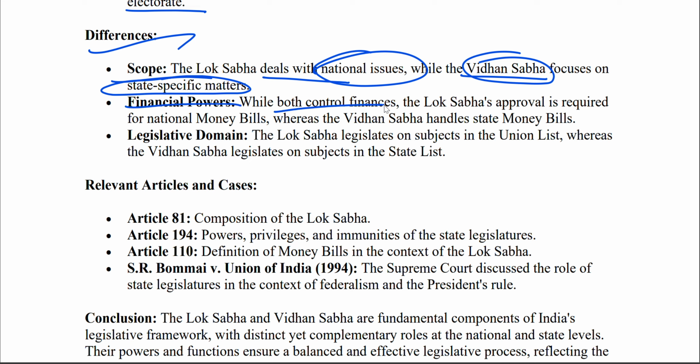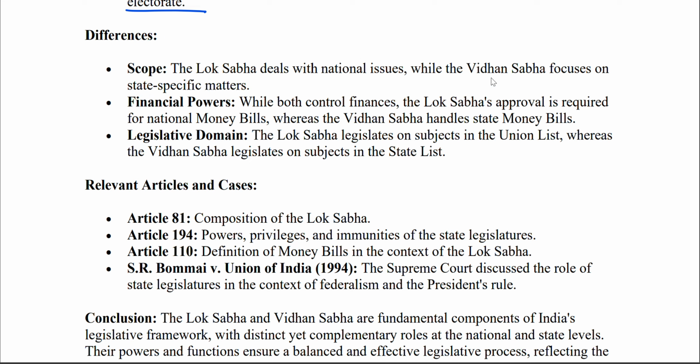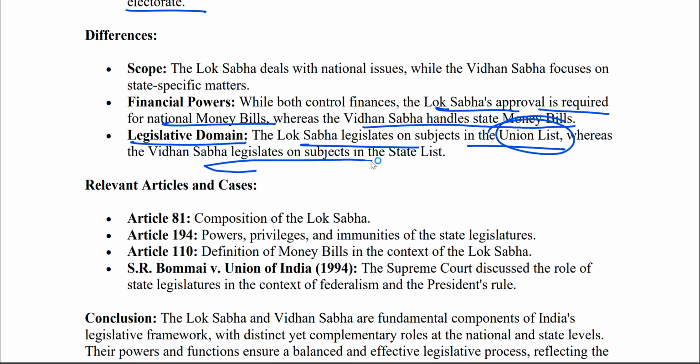Financial powers. While both control the finances, the Lok Sabha's approval is required for the national money bills, whereas Vidhan Sabha handles the state money bills. Legislative domains. Lok Sabha legislates on subjects of the union list and concurrent list. Vidhan Sabha legislates on the state list.